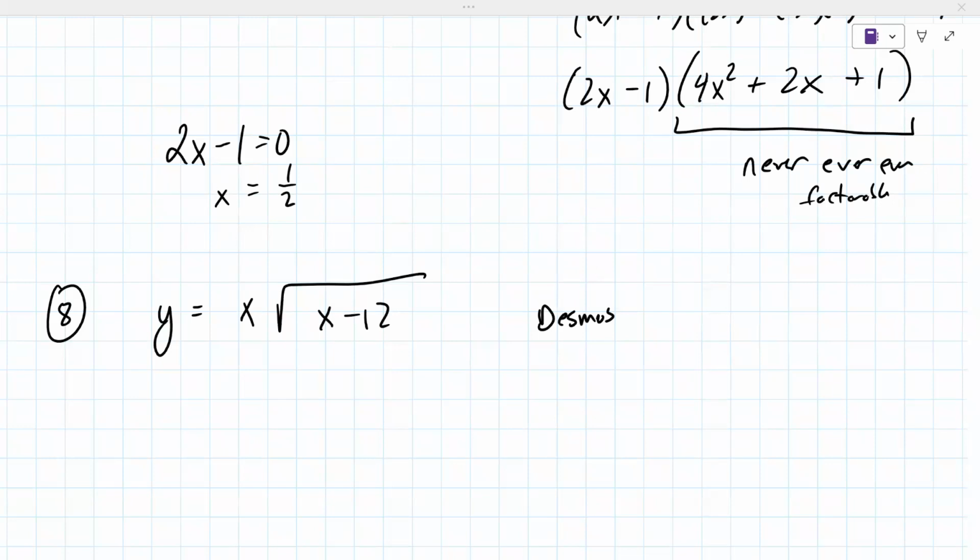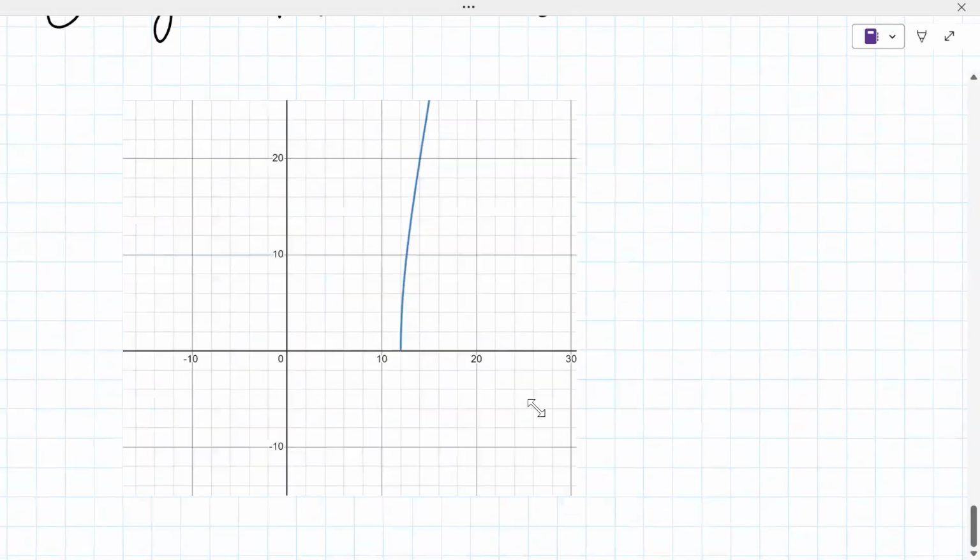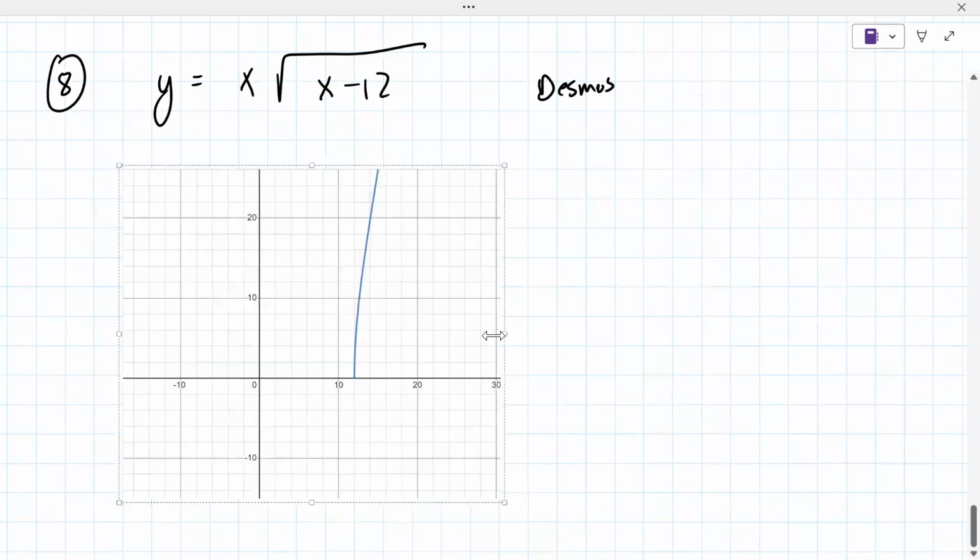I will do the same here. All right, so if you graph this, you should see something like this. Maybe yours is a different color, something like this. Does that look similar to what you have on your screen? Okay.